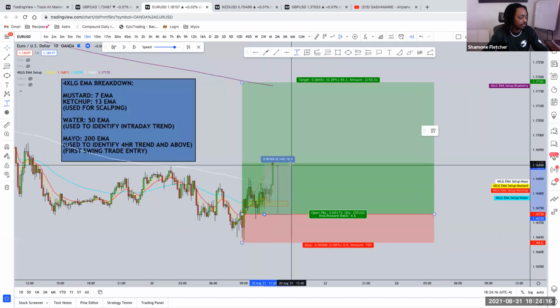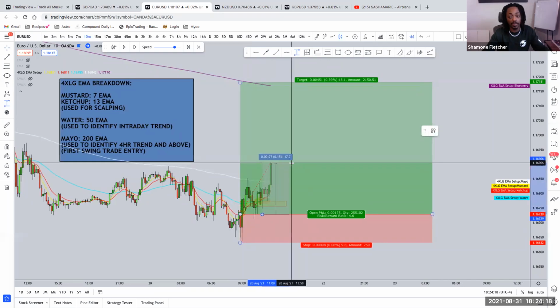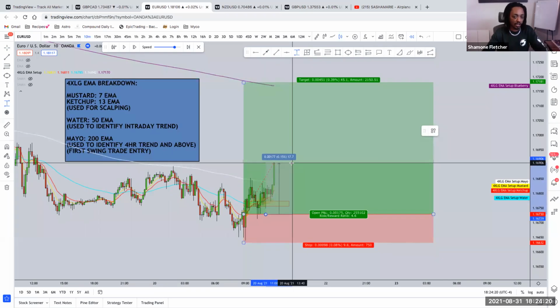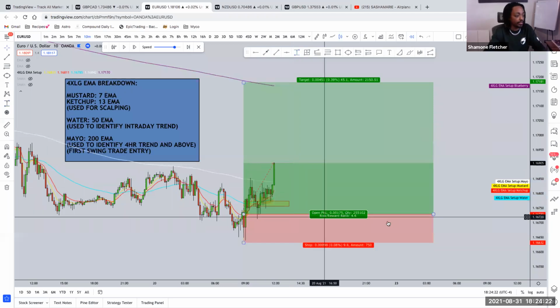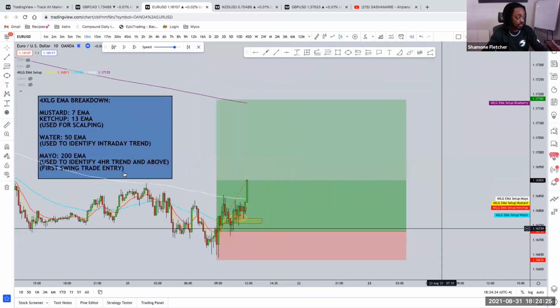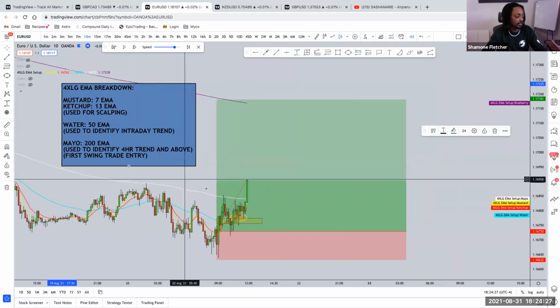Right, by the time we get here, you're 17 pips in profit. And so we're just layering in our scalps, right? This is also how you can layer into your trades. This is the safest way to layer into your trade.